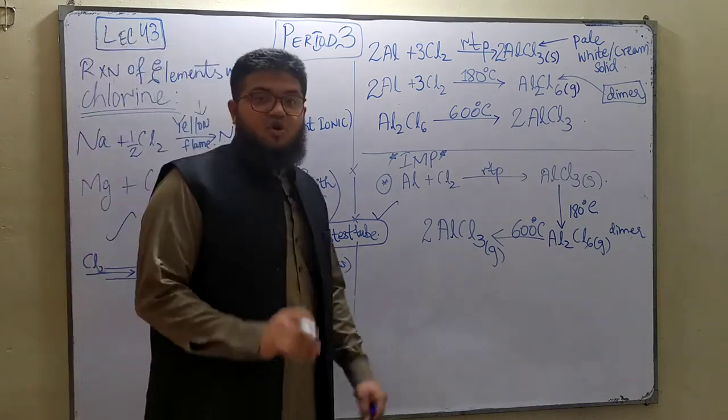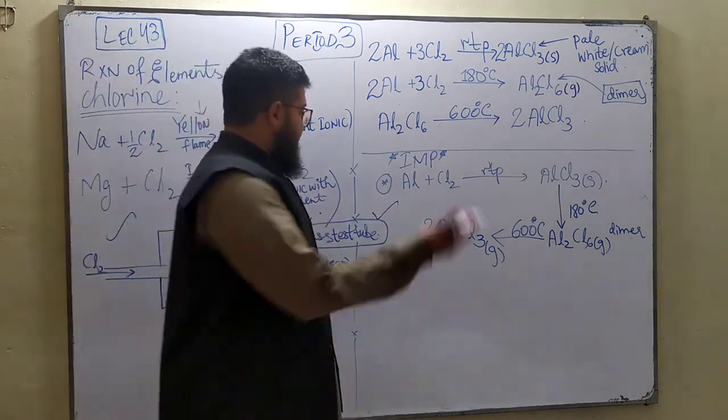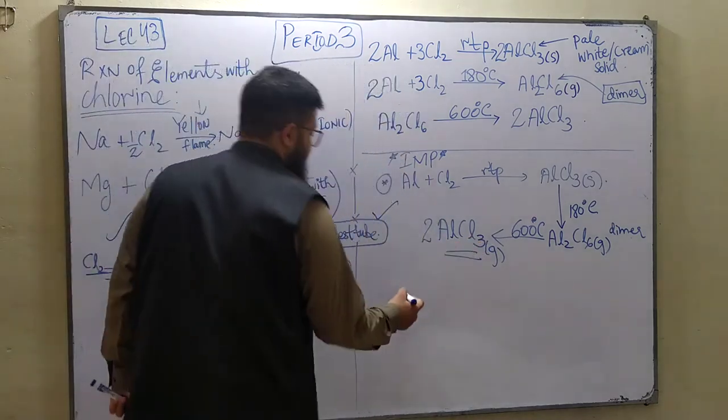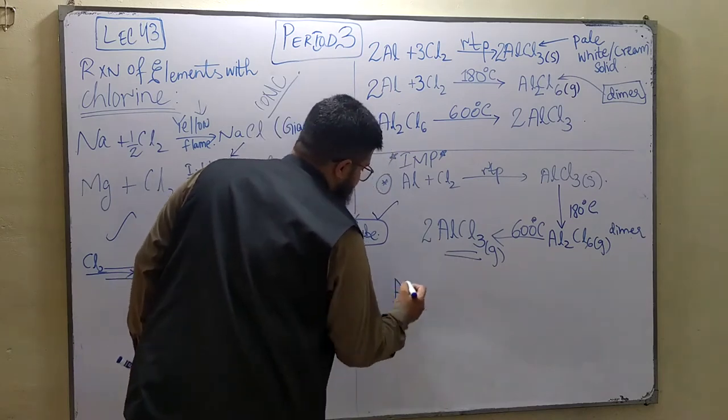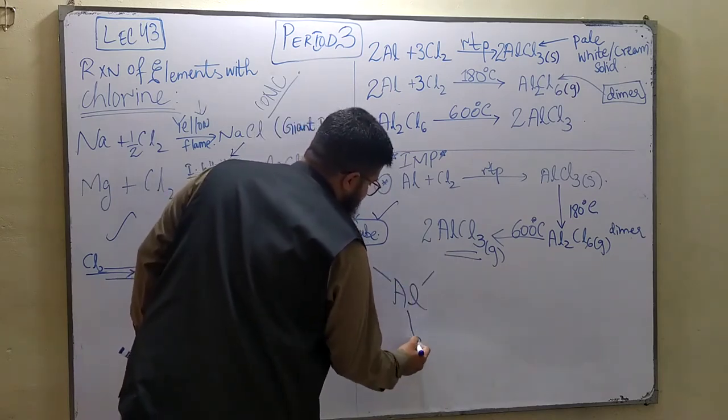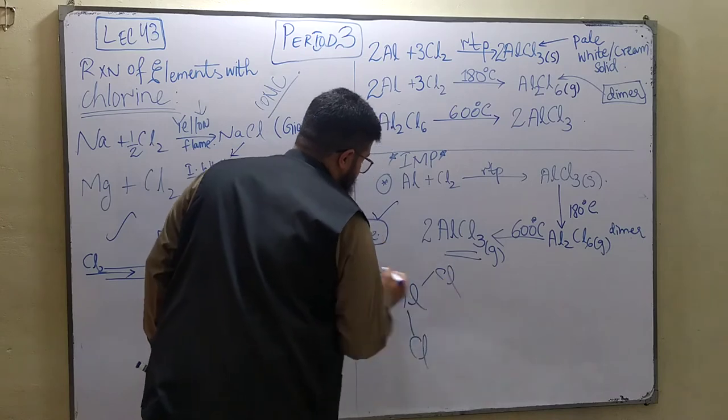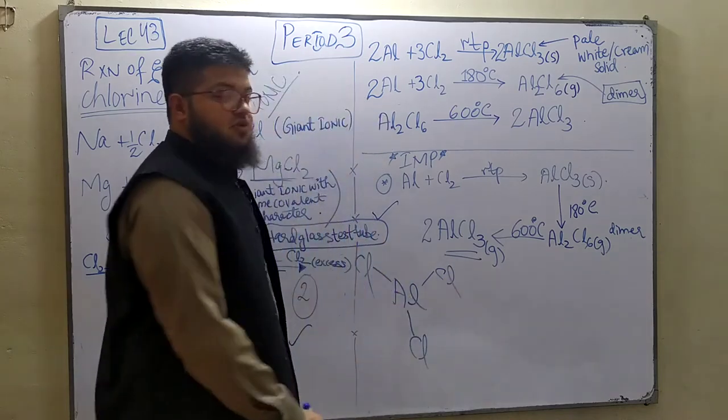Aluminum chloride is purely covalent. Okay, remember this fact. Aluminum has 3 covalent bonds with chlorines. Okay, it is purely covalent.